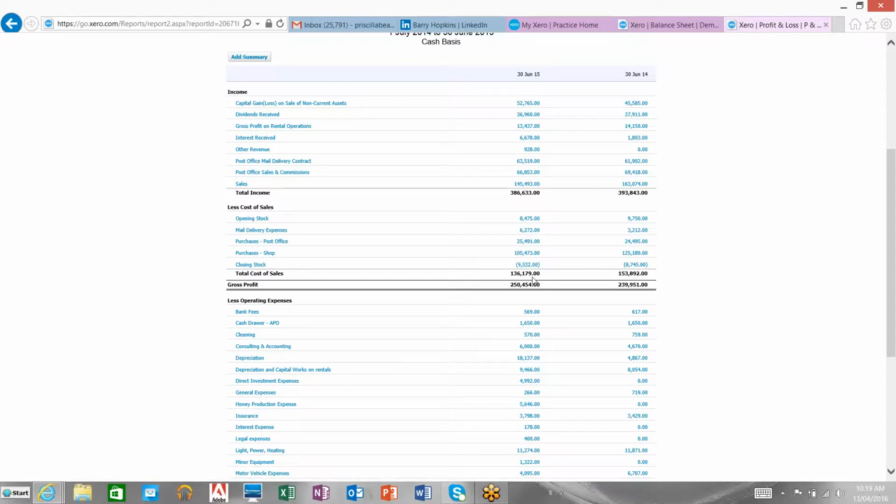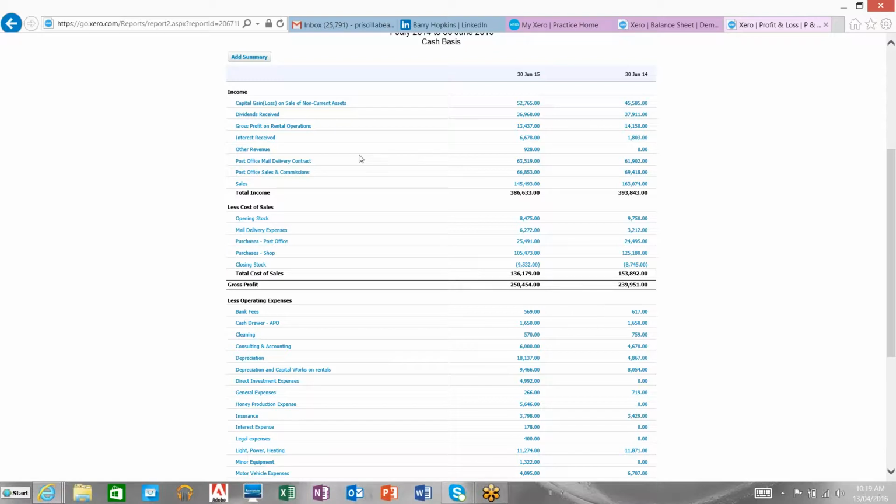And then we come up with a cost of sales figure. Gross profit becomes income less direct expenses, which this cost of sales, we call it, comes against the income. So this becomes a gross profit.